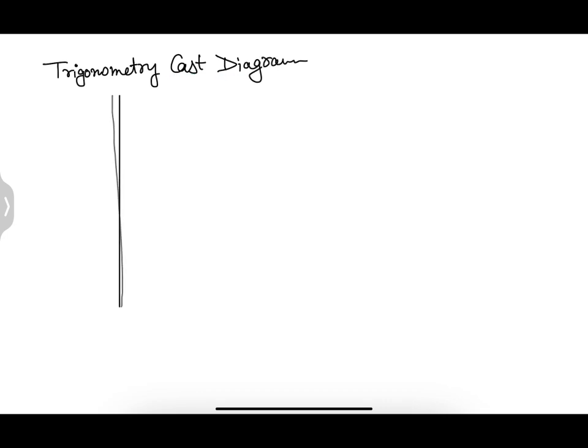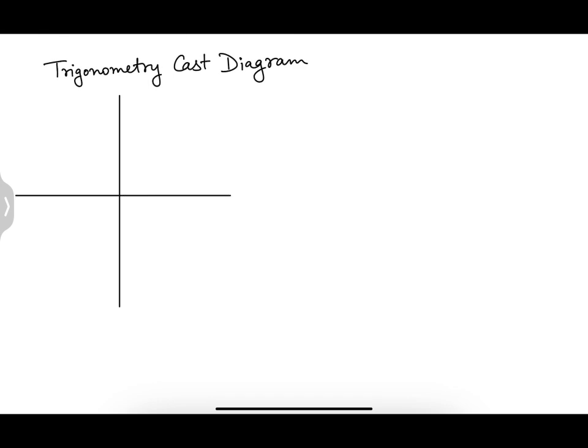Hello everyone. So in today's lesson, we are going to learn about the CAST rule, or trigonometry CAST rule, which is widely used in IGCSE, DSE, and many other boards, wherever we are having trigonometry. Trigonometry CAST diagram. So for that, we'll draw the four quadrants.